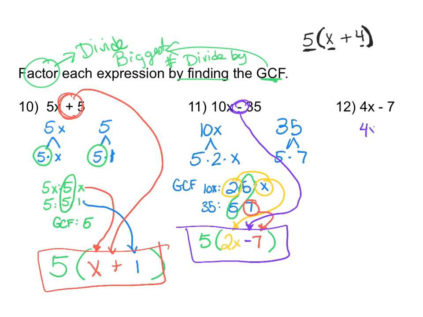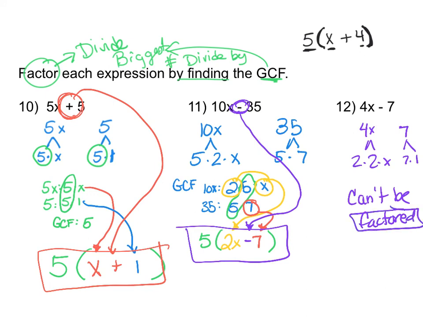So I have 4x over here and 7. This would be 2 times 2 times x, and this would be just 7 times 1. There's nothing similar, so it can't be factored. This is in the simplest form. Okay? All right, so that's the end of the video.